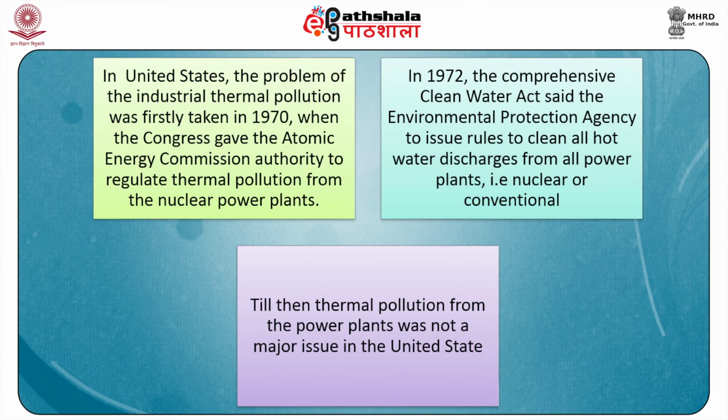In the United States, the problem of industrial thermal pollution was first taken up in 1970 when the Congress gave the Atomic Energy Commission authority to regulate thermal pollution from nuclear power plants. In 1972, the Comprehensive Clean Water Act directed the Environmental Protection Agency to issue rules to clean all hot water discharges from all power plants, that is, nuclear or conventional. Till then, thermal pollution from power plants was not a major issue in the United States.